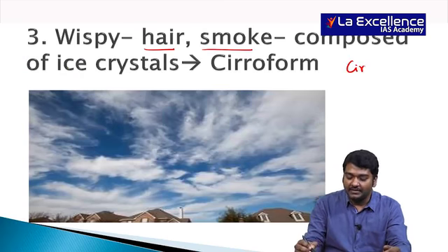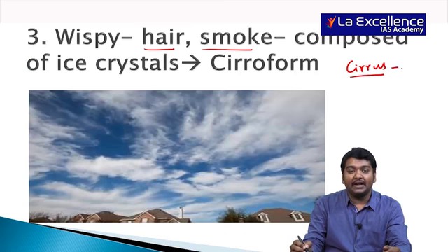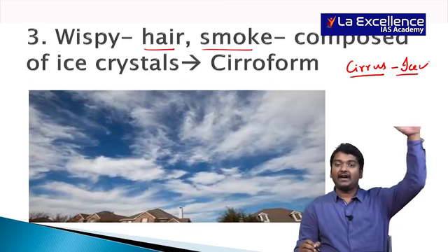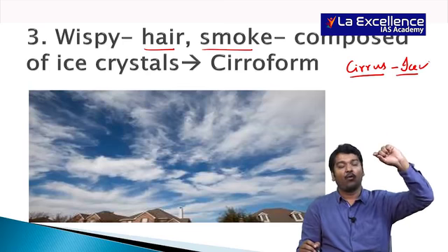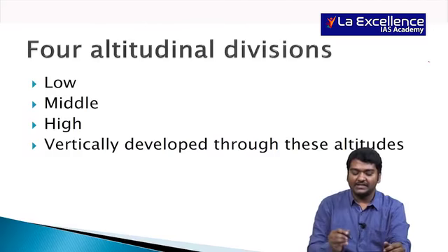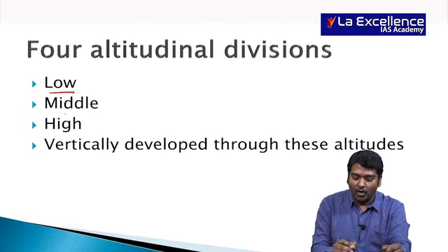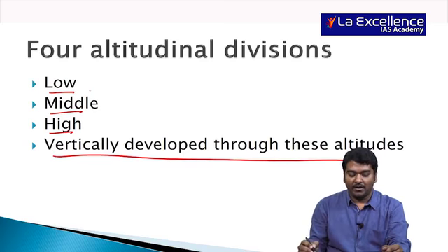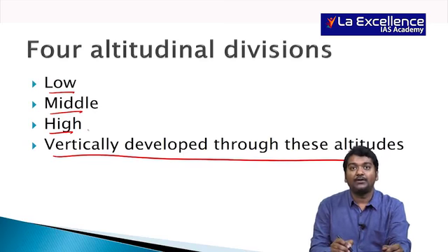If it is hair or smoke like structure, can you see this? We call it cirrus. And usually it is present at great heights. So usually ice will be present in this. Greater heights, ice will be present because water can become ice. On the basis of altitude, you can call low, middle and high. And vertically developed from low to middle or middle to high.